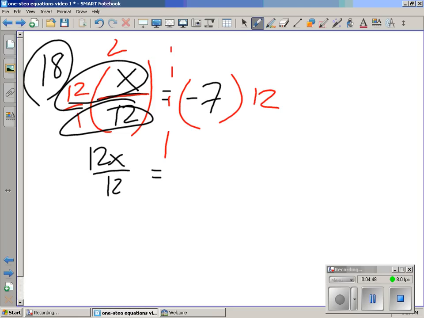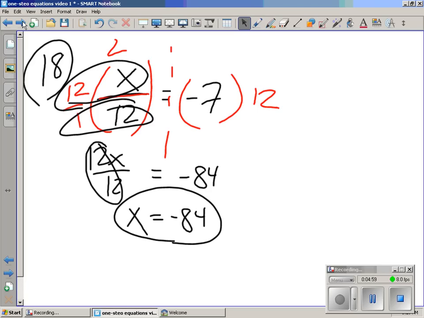On the right, -7 times 12 is -84. +12 divided by +12 is just 1, so we get 1x equals -84.